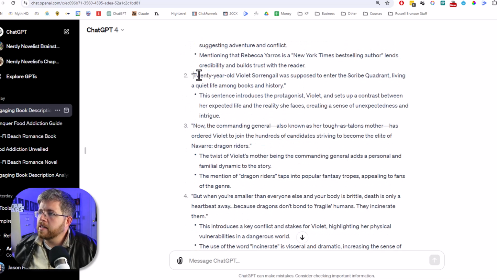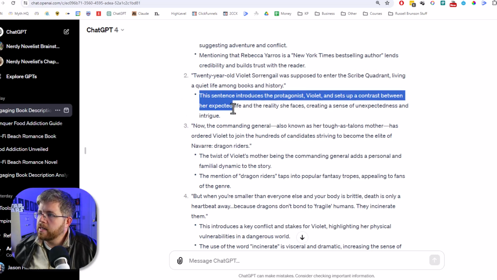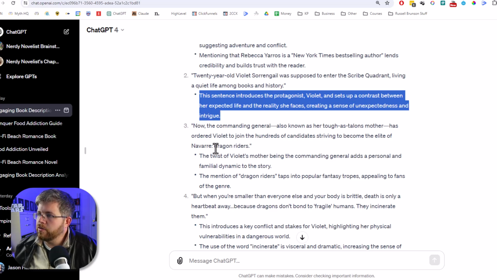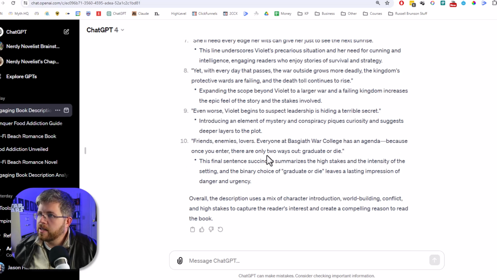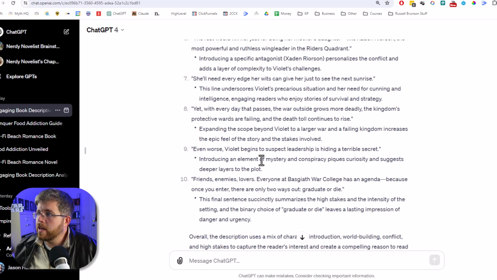The second sentence, "20-year-old Violet Sorengale was supposed to enter the Scribe Quadrant, living a quiet life among books and history." This sentence introduces the protagonist, Violet, and sets up a contrast between her unexpected life and the reality she faces, creating a sense of unexpectedness and intrigue. And it goes on analyzing every single sentence in this book description, and it does a pretty good job, too.